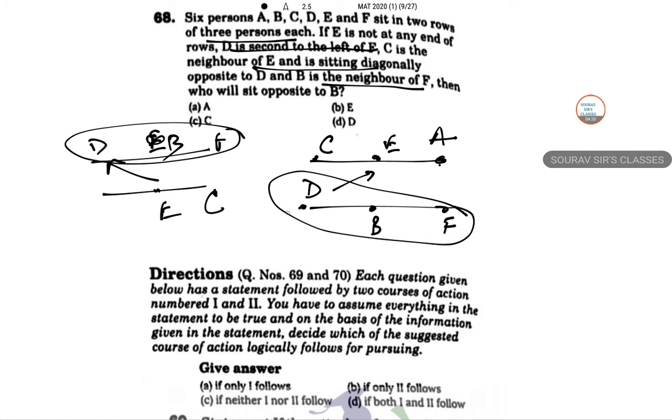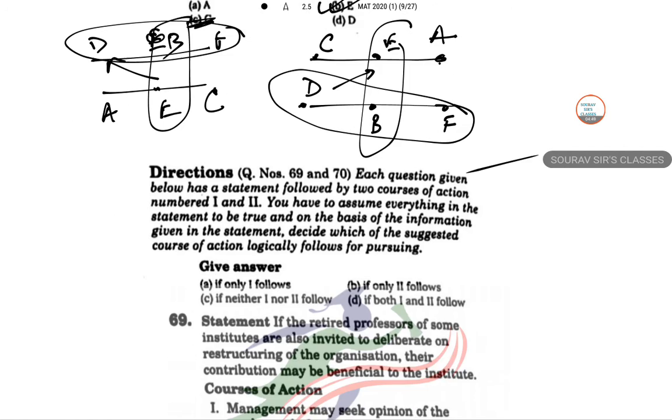So then who is opposite to A? In these two cases, if we put A here, options are A, C, E, D. A and C are in the same line, so C is not possible. Opposite of B, obviously in both the cases we get E. So the answer is option number B.